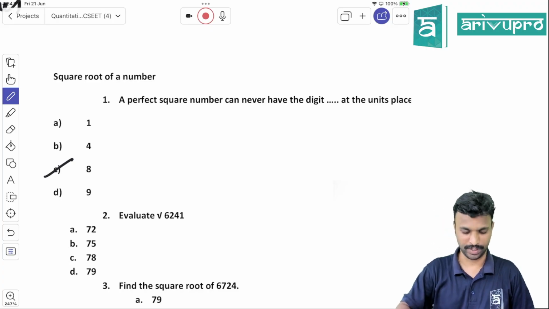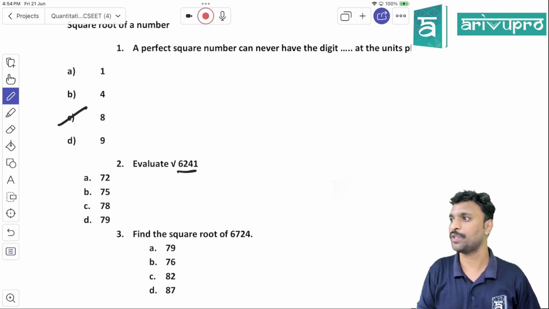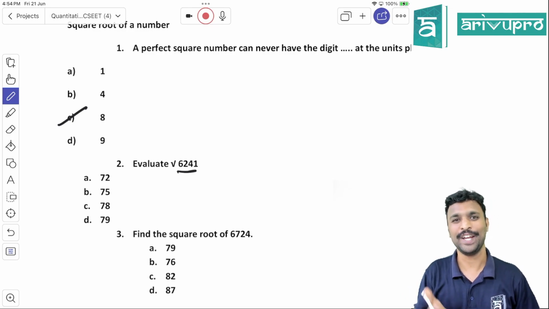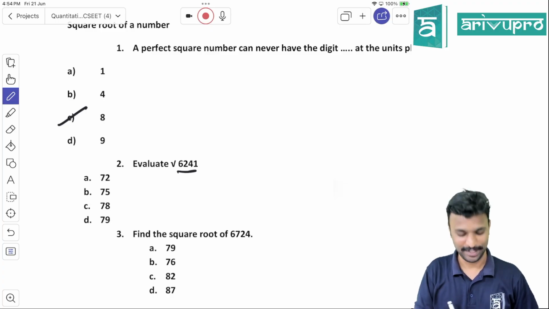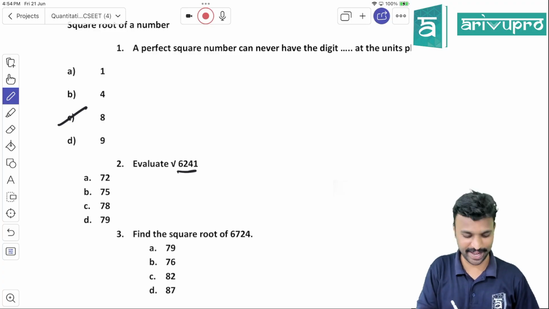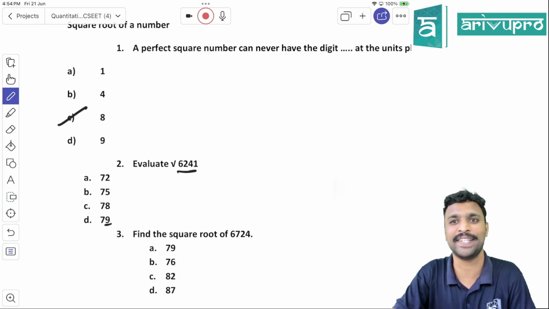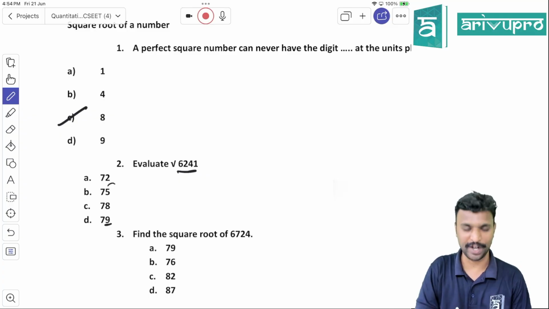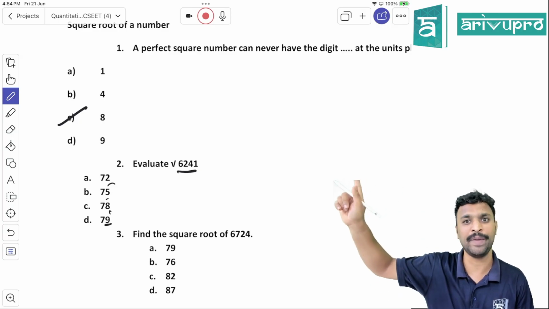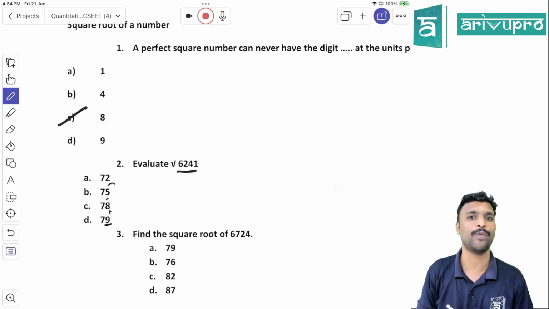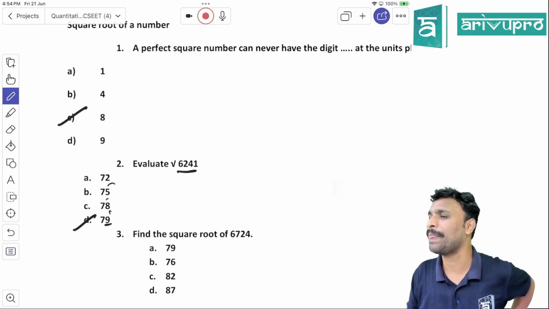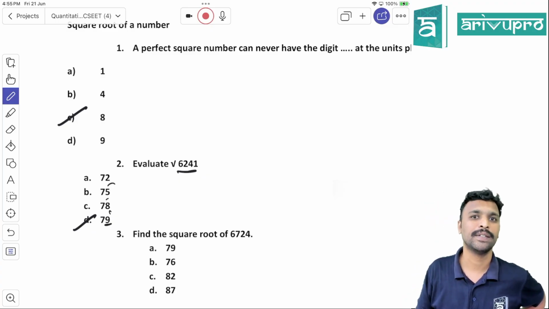Now, the root of 6241. You need not do it conventionally. Why? The units digit is 1. By squaring 9 only, you get the units place digit as 1. If I square 2, I get 4. If I square 5, I get 5. If I square 8, the units digit will be 4. Only if I square 9, I get 1. So obviously option D. You need not solve it conventionally. Are you getting it?